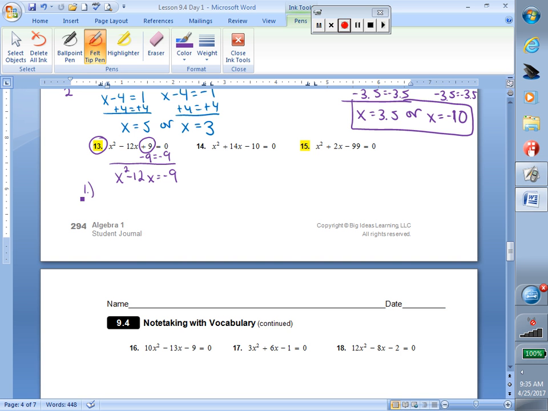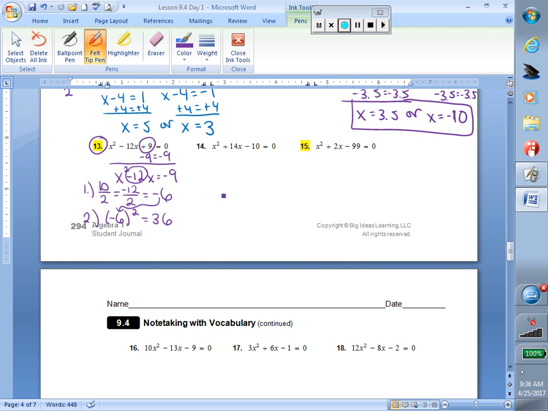Step 1, we need to divide our b value by 2. Our b value in this case is negative 12. So negative 12 divided by 2, we're going to get negative 6. Step number 2 then is to take that negative 6 and square it. Remember, anytime I square a number, the result is positive. No matter what your calculator tells you, the result is positive.